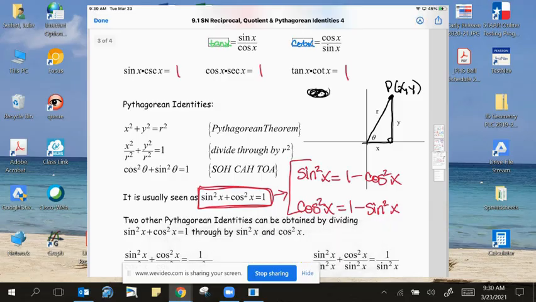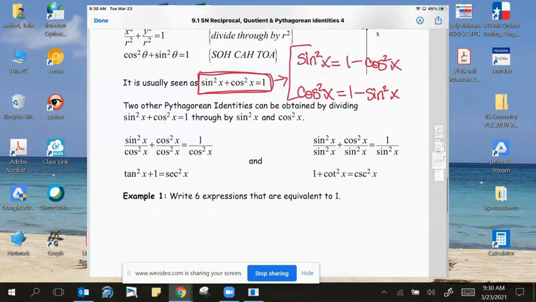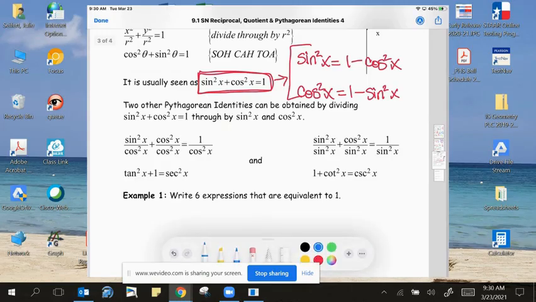Now, there are 2 other Pythagorean identities that come from this one. One of them involves dividing each term by cosine squared. You see the result here. So one of the other Pythagorean identities is tangent squared x plus 1 equals secant squared x. Then there's a third one. If we divide the original by sine squared x, we get 1 plus cotangent squared x equaling cosecant squared x.